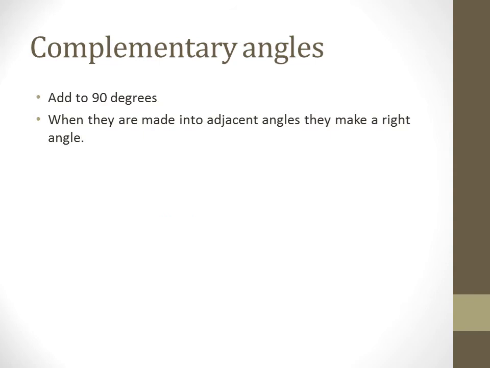Complementary angles are sort of the same thing, but this time they only add up to 90 degrees. They make a right angle. So we have these two angles. When we slide them together to make adjacent angles, they'll make a right angle. So complementary angles add up to 90 degrees.